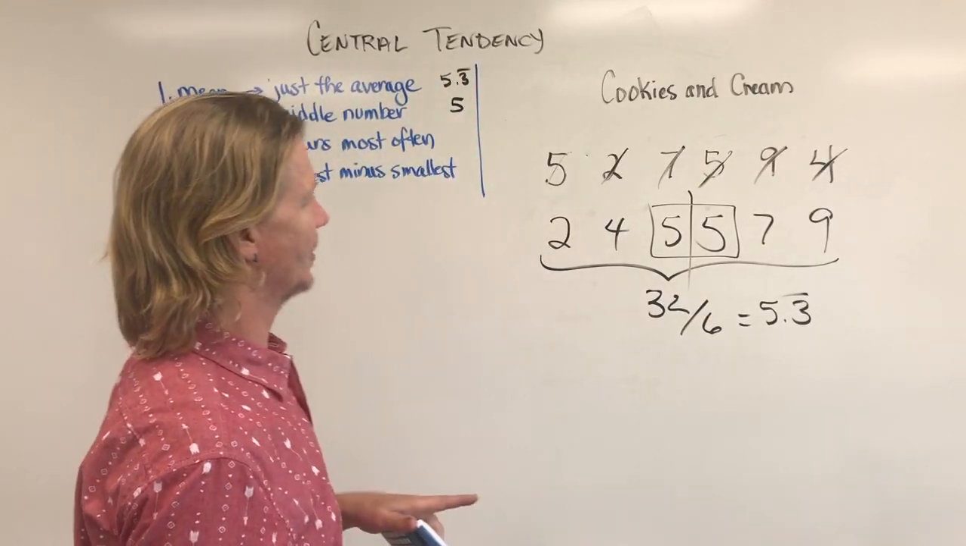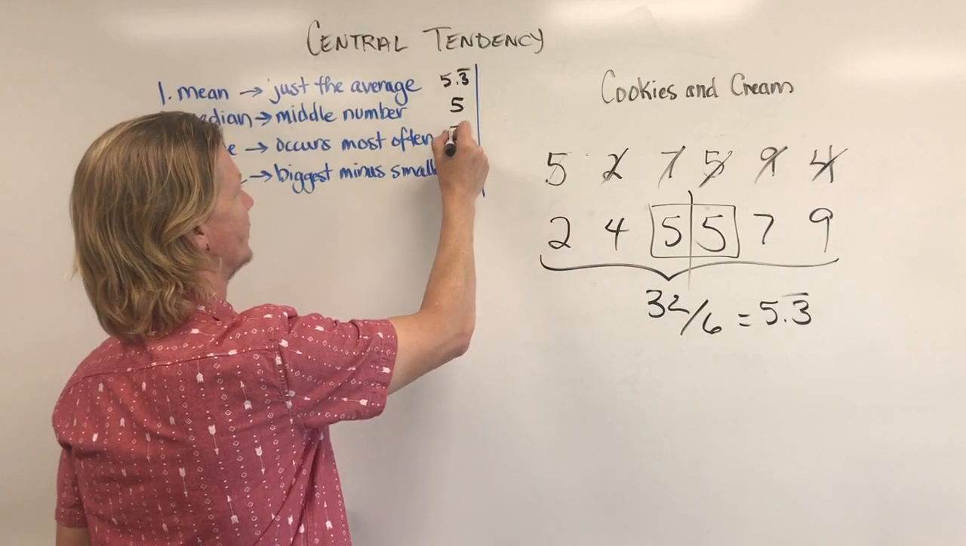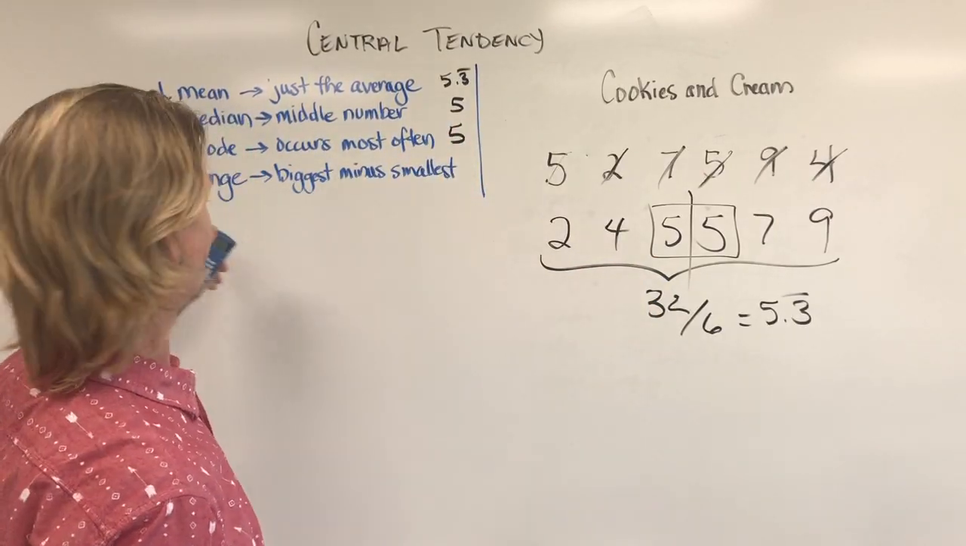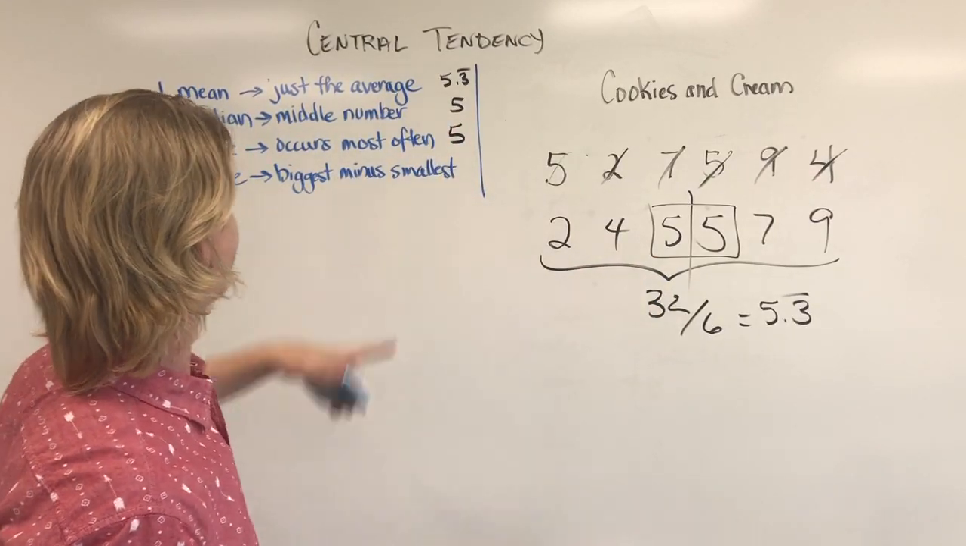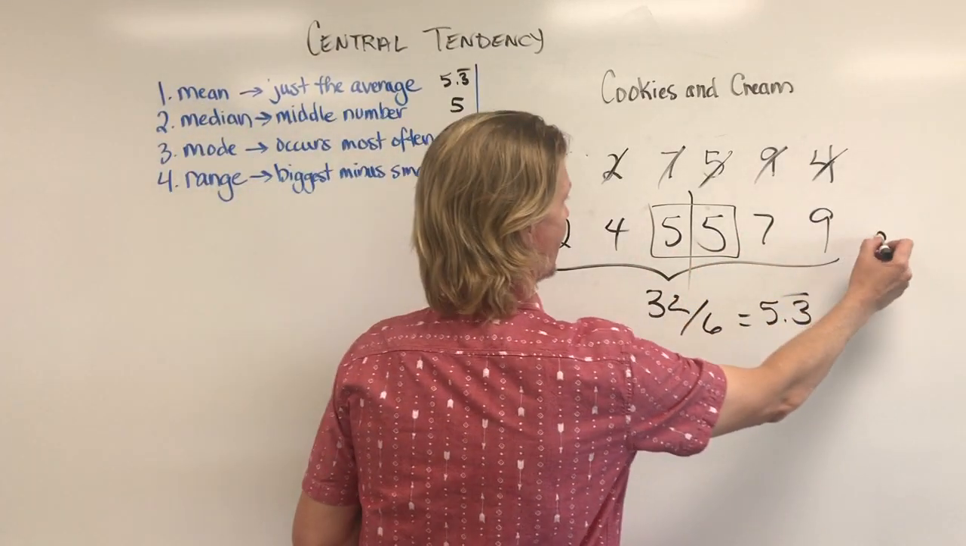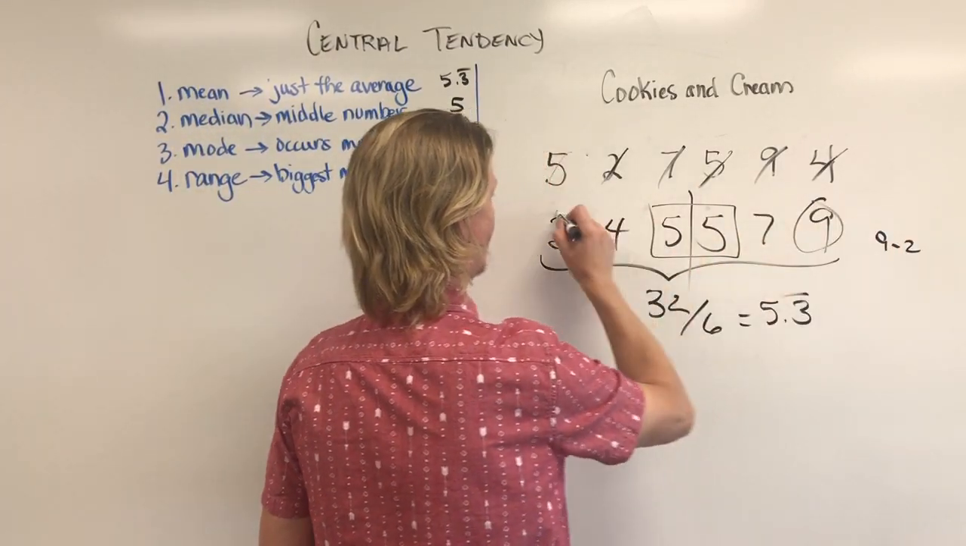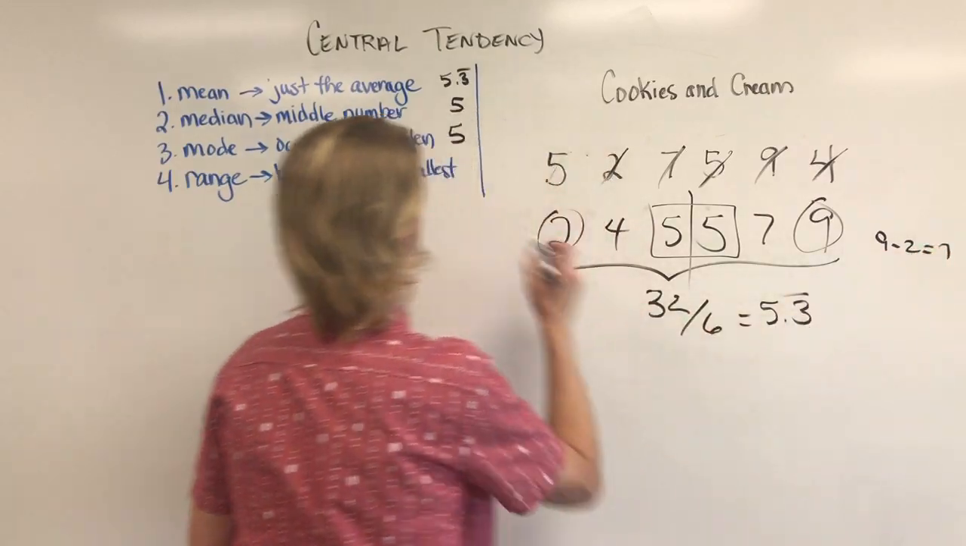The mode is the number that occurs most often. Oh, look, also 5, because there's only 2 of those, okay? And 1 of everything else. The range is the biggest minus smallest. So 9 minus 2, right? 9 minus 2 equals 7. So the range is 7.